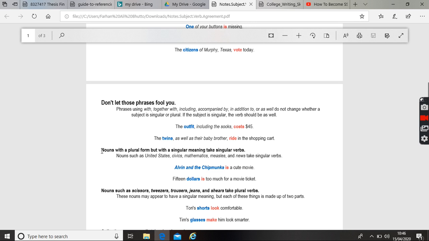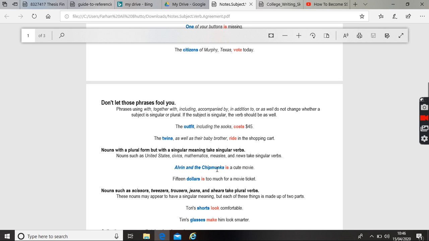Move on. Now nouns with a plural form but with a singular meaning take singular verbs. Nouns such as United States, civics, mathematics, measles and news take singular verbs. Apparently they all seem to be plural nouns, but they are singular nouns. So since they are singular nouns, they need to have a singular verb.